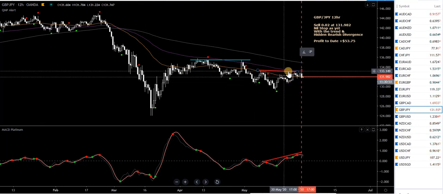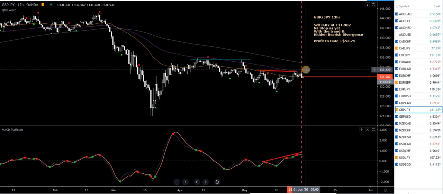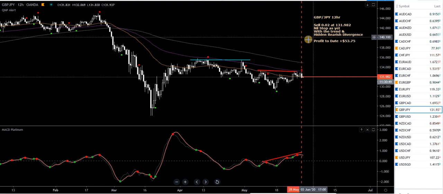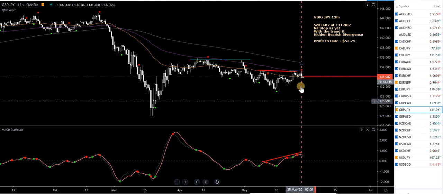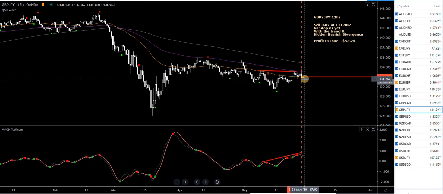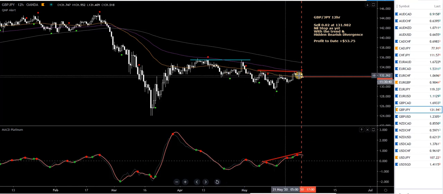You could even say that's like a resistance level, but we'll call it a hidden bearish divergence. Across that level there, MACD Platinum's above the 0 level, so that's a valid sell signal. Not a great setup. The market's been going fairly sideways, but valid all the same.